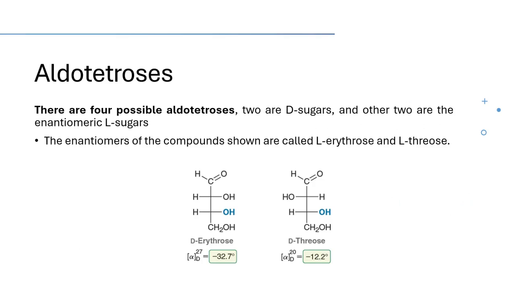Aldotetroses. There are 4 possible aldotetroses. 2 are D sugars and the other 2 are the enantiomeric L sugars. The enantiomers of the compounds shown are called L-erythrose and L-threose.